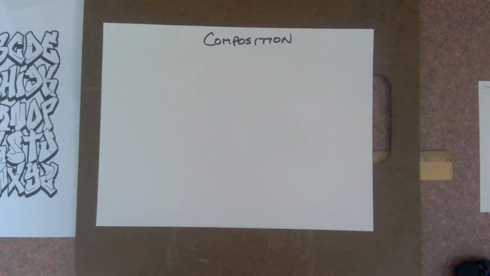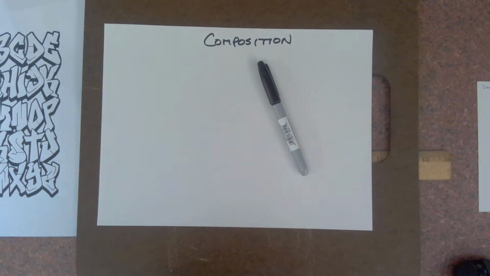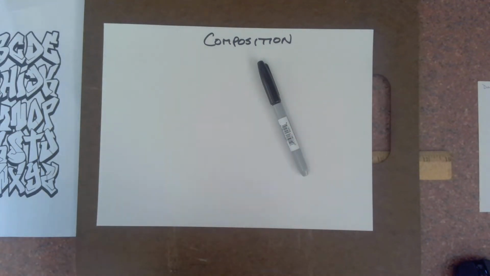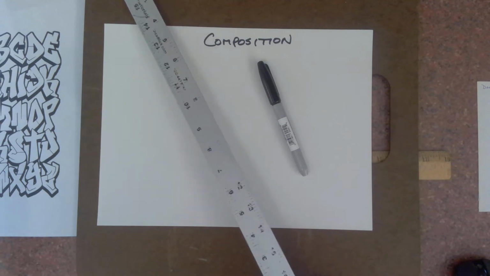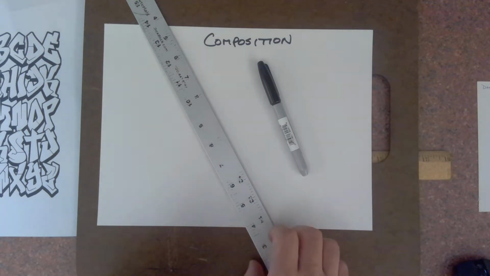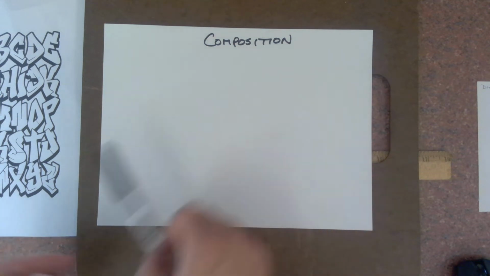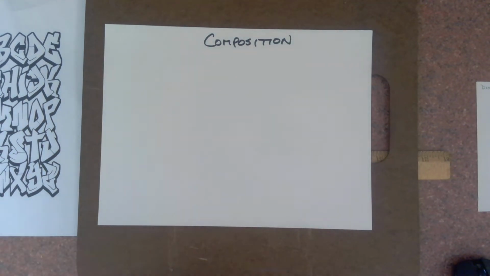Alright. A couple optional things. This is optional, it's not required. One thing that you could use is a Sharpie, which will make your graffiti artwork stand out and really pop. The other thing that you could use is a ruler. Alright, I'm going to show you how to do this without a ruler, because I know that most of you probably don't have one at your disposal.